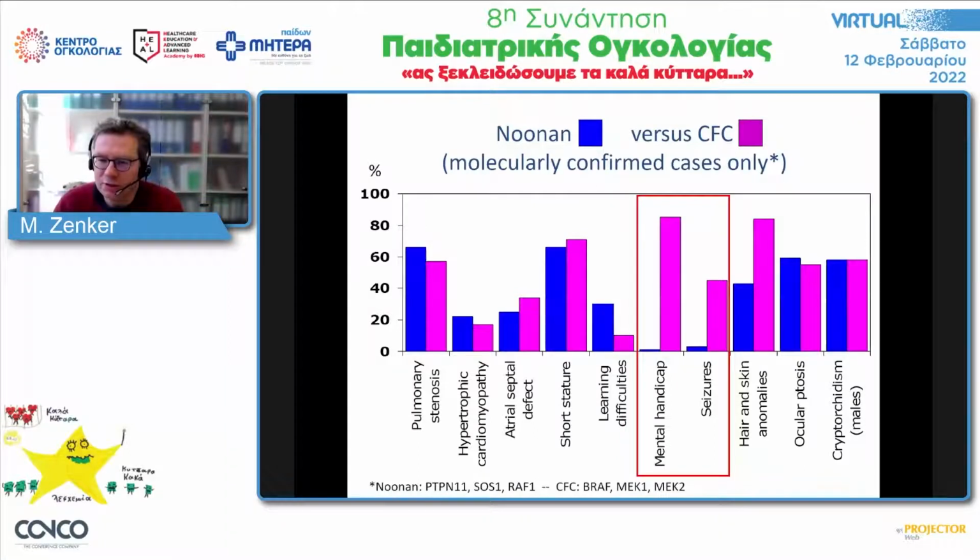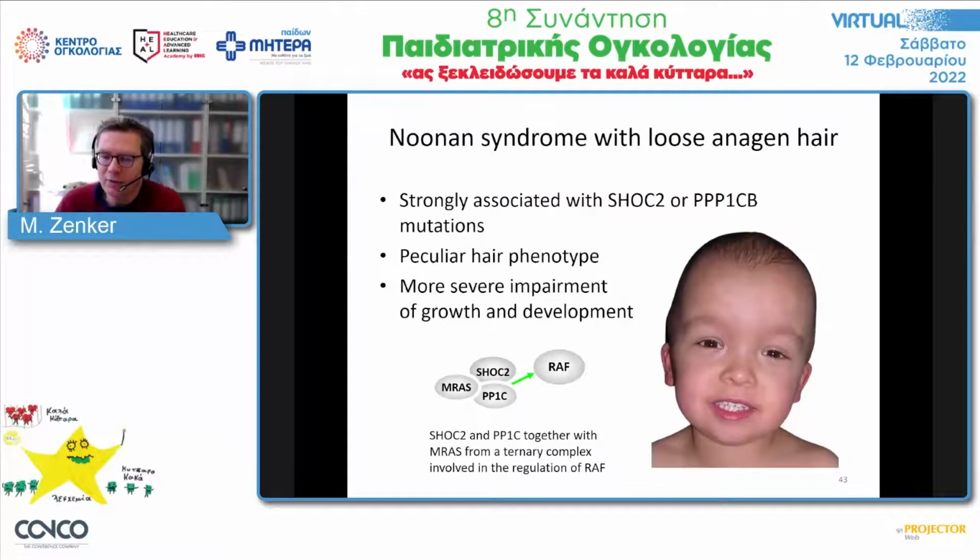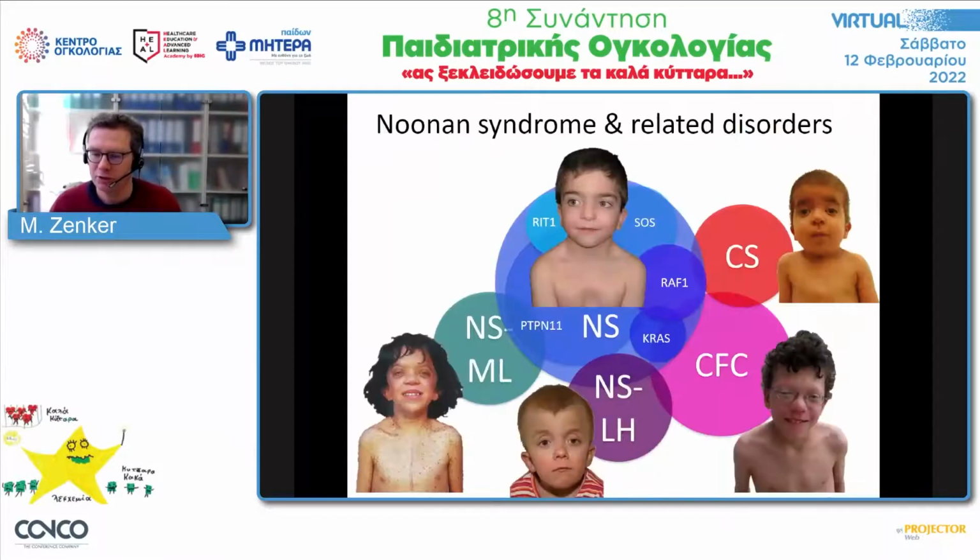There's a clear difference in the CNS related complications or mental, more severe intellectual disability and seizures, which is almost exclusively present, and also quite constantly, in CFC syndrome. And we have conditions that have a distinct phenotype, like Noonan syndrome with loose anagen hair, which is related to SHOC2 or PPP1CB mutation. And it is quite well explained by the biological role of PPP1CB and SHOC2 together with MRAS. They form a ternary complex, which is a modulator of RAF. And so we have an explanation for the similarity of the phenotype for these two genes.